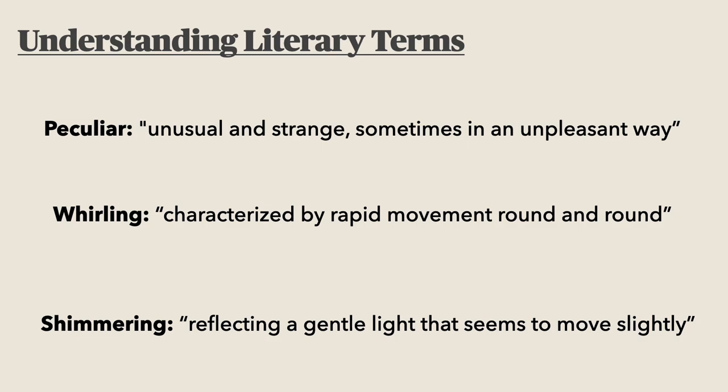Some literary terms that we heard in the story of the rainbow fish are peculiar, whirling, and shimmering. Peculiar is unusual and strange, sometimes in an unpleasant way. We can reflect on the story and remember when the rainbow fish felt peculiar after he shared his shiny scale. He felt different, but it didn't necessarily mean in an unpleasant way. We also heard the term whirling, which is characterized by rapid movement round and round. Shimmering, which his shiny scale shimmered, is reflecting a gentle light that seems to move slightly.